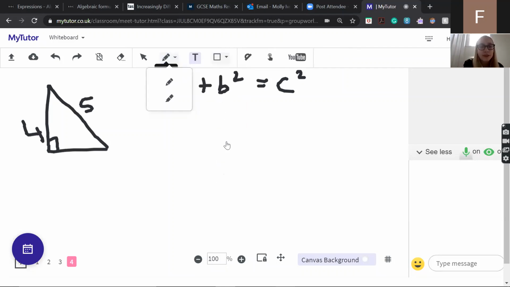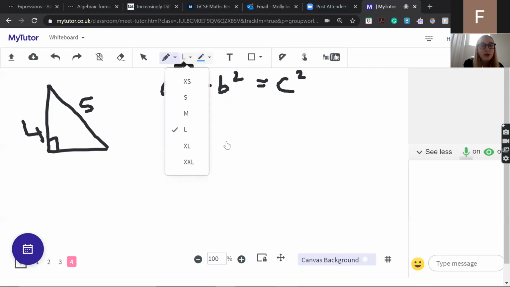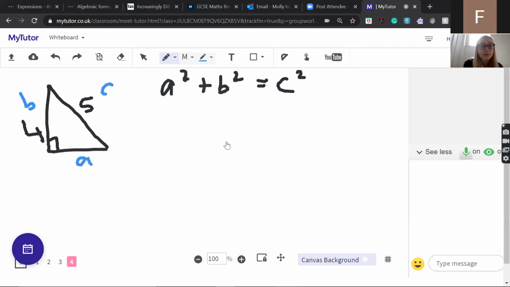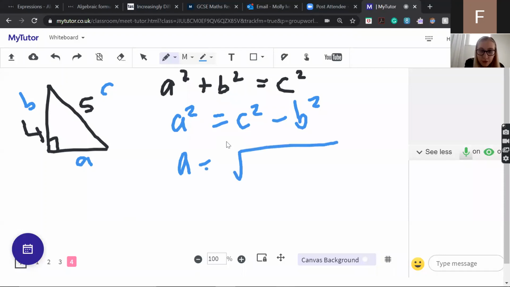So let's label these sides. It doesn't matter which way around A and B go, as long as the hypotenuse is C. We want to rearrange for A, make A the subject. So we're going to say a squared equals c squared minus b squared. You've probably done that. If you've used Pythagoras, you've got familiar with doing the hypotenuse squared minus the other side squared. Or if we want to be really specific, a is equal to the root of that. So changing the subject is probably something that you've done quite a bit before.